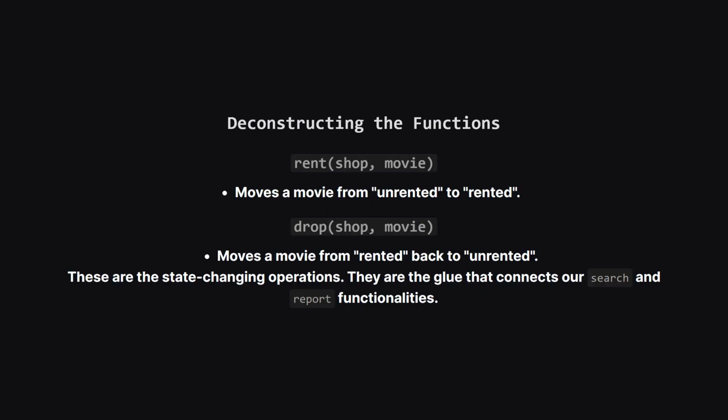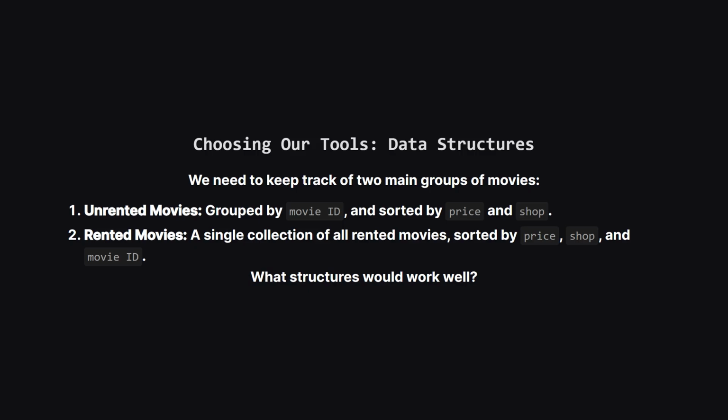The other two functions, rent and drop, are what change the state of our system. When a customer rents a movie, we need to update our records to show it's no longer available. When they drop it off, it goes back into the available pool. These operations need to be fast, so we can't be doing slow full system scans every time someone rents a movie. Okay, let's start designing.